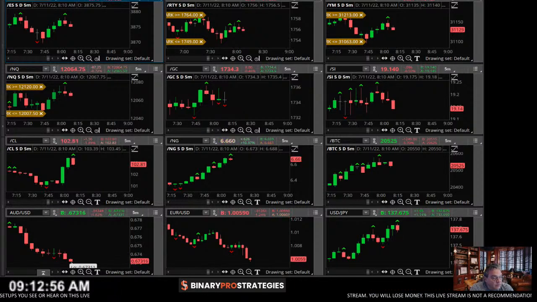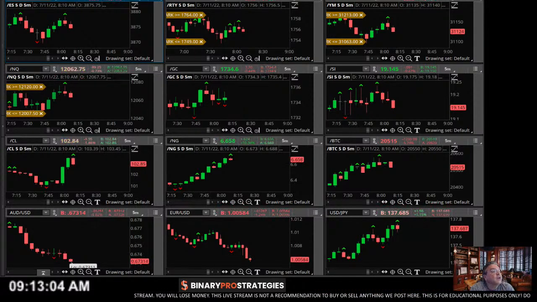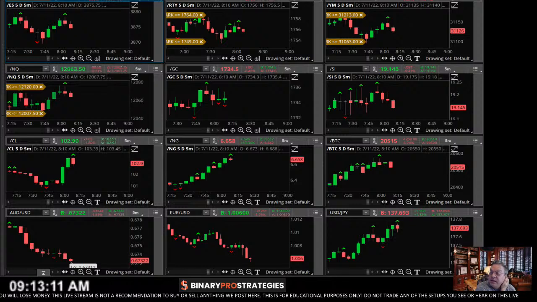All right, so don't see anything here yet. Still nothing on the currencies. Long in play on the mini Russell. Short in play on the mini Dow. Long in play on the mini NASDAQ.